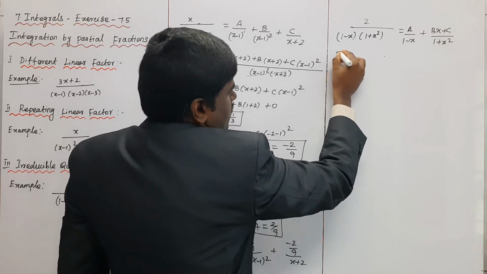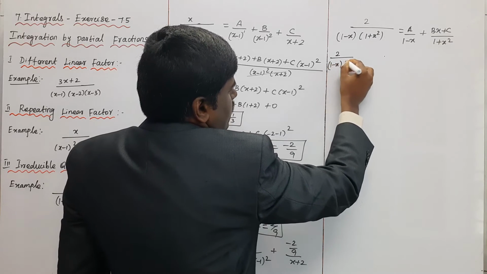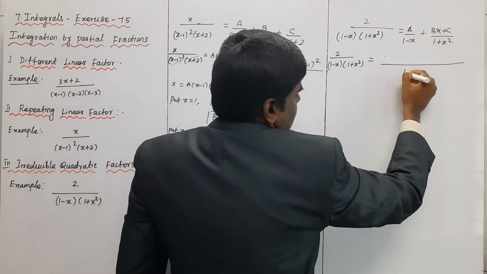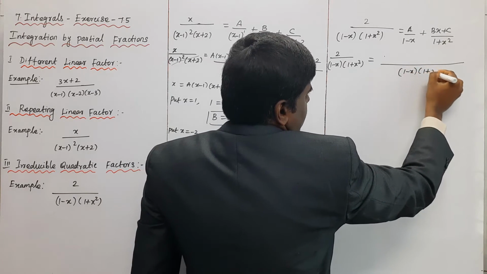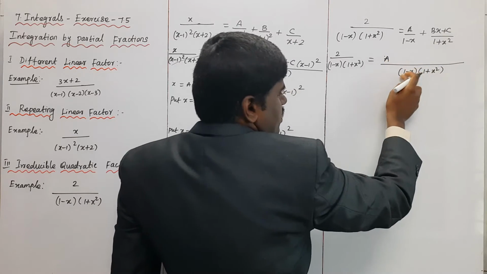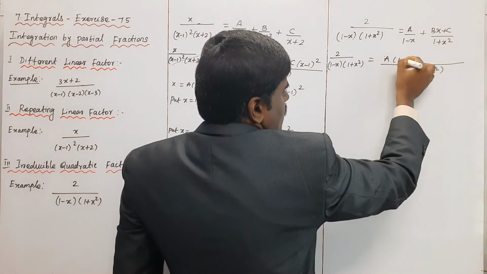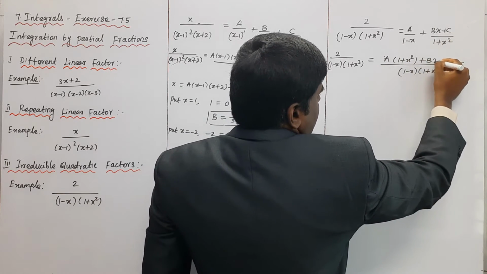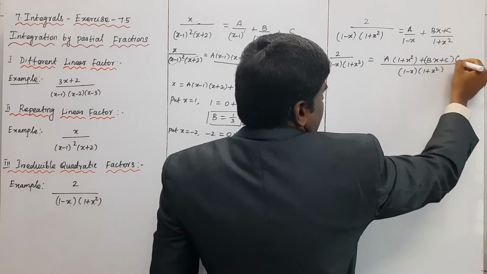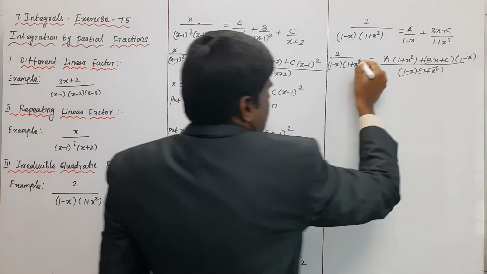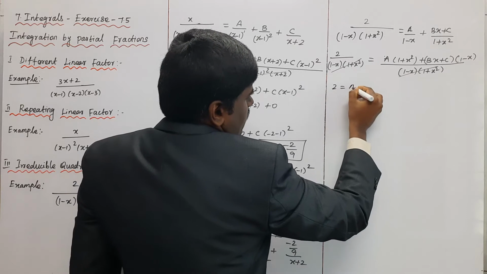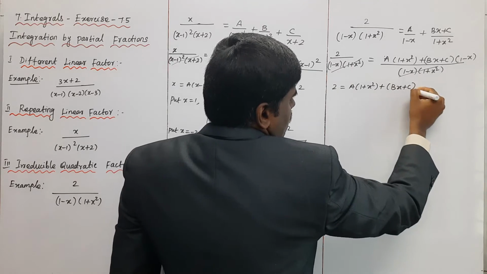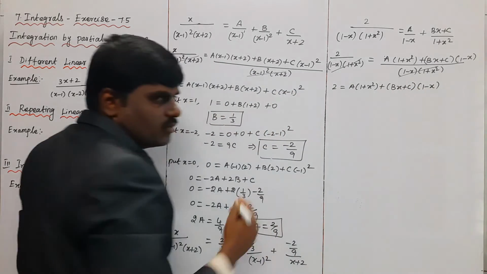So now here what's the left hand side? 2 divided by 1 minus x into 1 plus x square. Here in the same way again I will take the denominator constant. You take the LCM 1 minus x into 1 plus x square. Here a into 1 minus x, you remove it, what's the remaining? 1 plus x square. Plus b into 1 plus x square, remove it, what are the remaining? Bx plus c into 1 minus x. So this whole denominator should be cancelled. What are the remaining? 2 equals a into 1 plus x square plus bx plus c into 1 minus x.